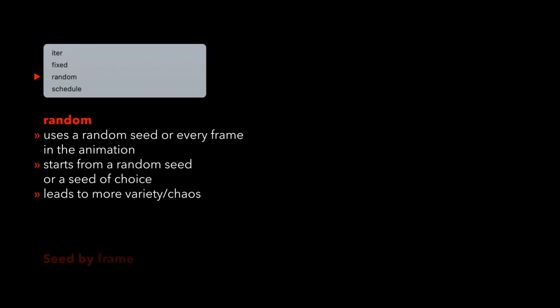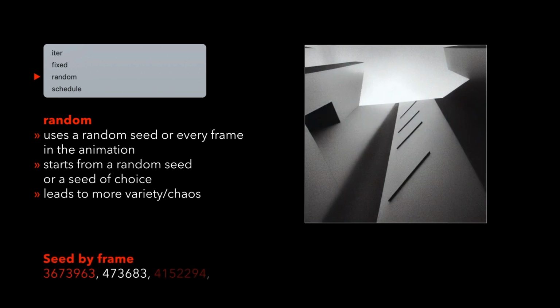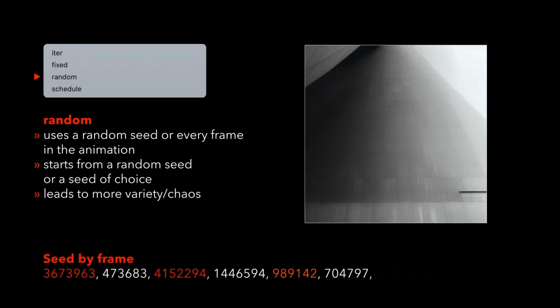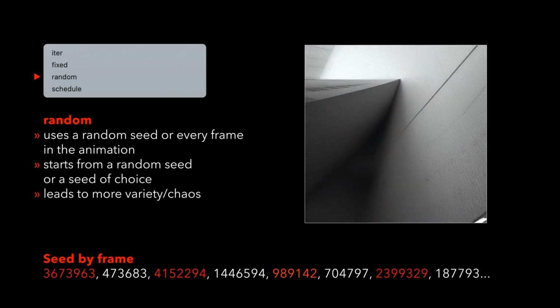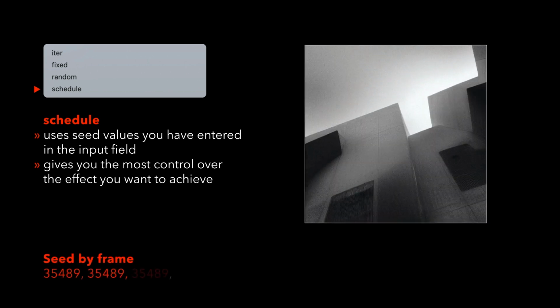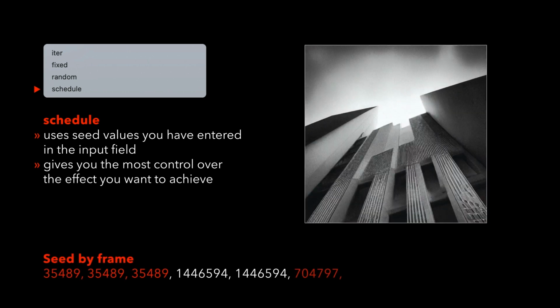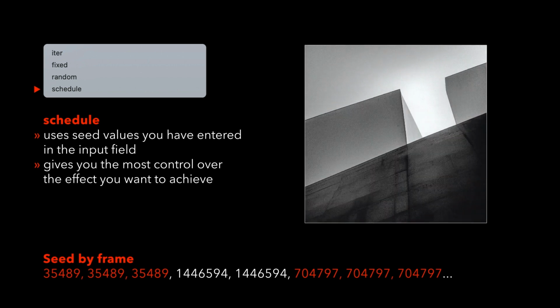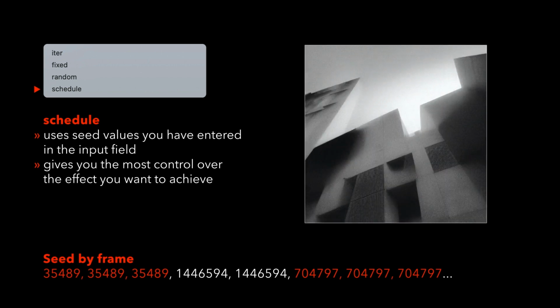Random will use a different seed for every generated frame throughout the animation and can sometimes lead to more chaotic results. Schedule will activate the function to control which seed to use at a specific frame in the animation. We will take a look at the input field for that later in the video.